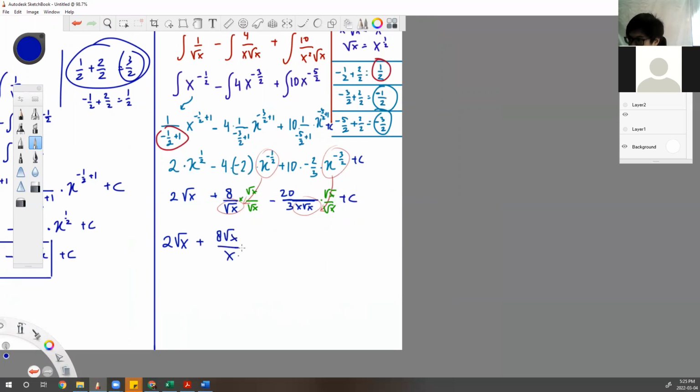Okay, that's it. x squared, right? Because root x times root x is x, and x times x is x squared, plus c. Done. Okay, that's the answer.